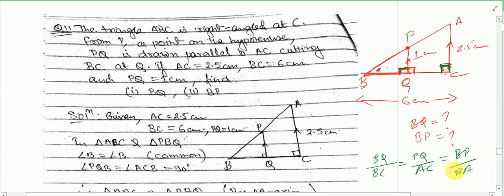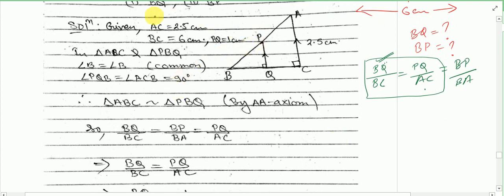So we got this much, and now we can substitute the values and easily find BQ. In order to find BQ, we have to use this much, because we are looking for BQ, BC is given to us, PQ is given to us, AC is given to us, so we can easily find BQ. And once we have found BQ, you can see that this triangle is a right angle triangle, so we can use the Pythagoras theorem to find BP. So this was the explanation. Now see the solution.